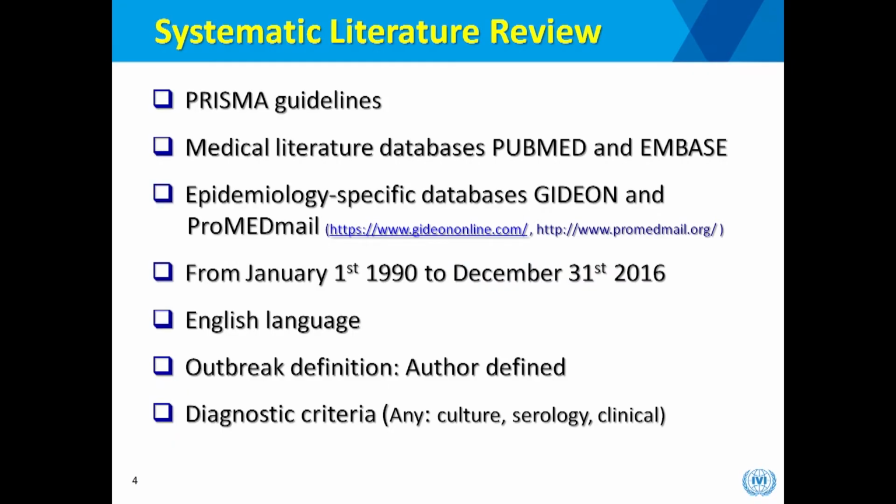So we used PRISMA guidelines, and we used two kinds of databases: medical databases like PubMed and Embase, and we also used epidemiology-specific databases, which report the news of outbreaks with some verification, GDON and ProMed Mail. The period of the review was from 1990 to December 2016. We used the English language, but often in some of the databases, outbreaks reported in other languages are translated to English. We used whatever is available in the reports.